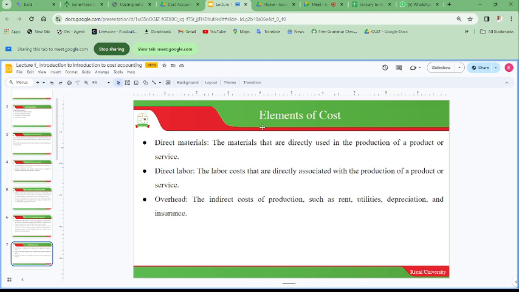And then the example under depreciation is the cost of wear and tear on the factory equipment and machinery. We have rent. Under rent, for example, we have lease payment for the factory. Those are all examples of overheads. And then we have factory insurance. Under factory insurance, we have insurance costs for the factory and its contents. So those are all elements of cost.